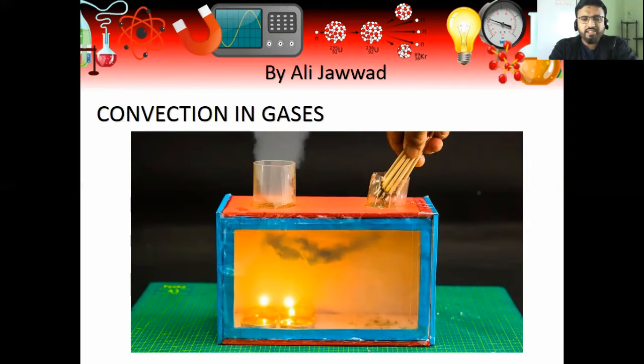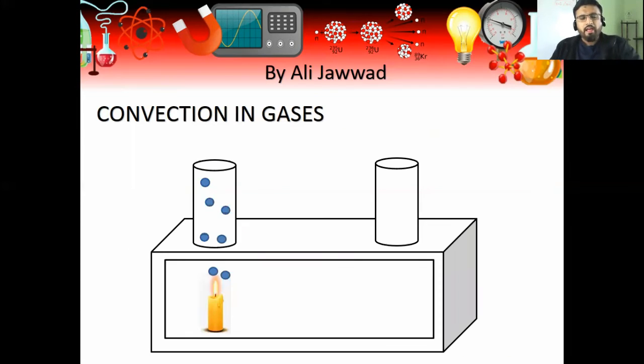In the case of gases, the convective heat transfer takes place more or less similar to that of liquids. This apparatus is used to give evidence that convection occurs in gases. So what happens in this experiment? We take a container which has two cylindrical outlets, and a bit below one of the cylindrical outlets, we place a burning candle. The burning candle heats up the air molecules at that position, and because of it, the air molecules rise and escape from the container.